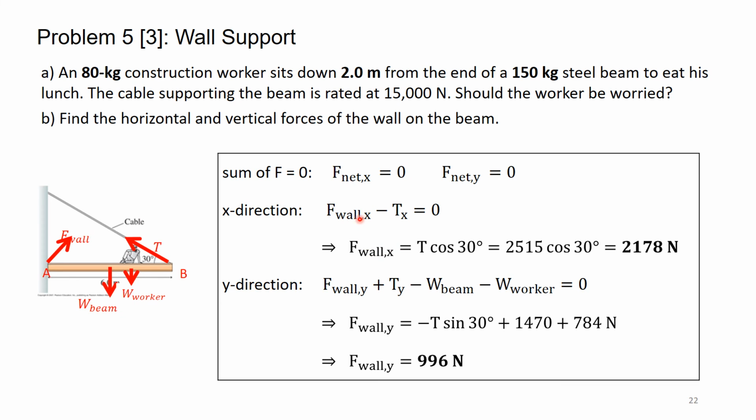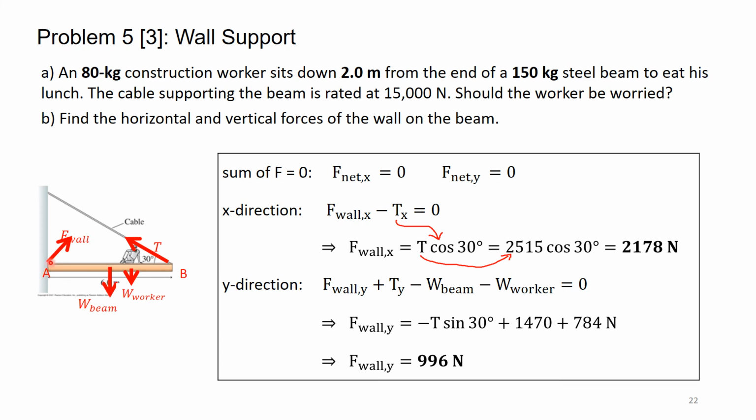And we are trying to solve for F wall x, and for the x component of the tension we use trigonometry. We use T cosine theta, cosine the angle. Okay, so the angle here is 30 degrees from the x-axis, from the beam, so you do T cosine 30. Then you plug in the value of T from the previous slide. Okay, that's 2515 newtons. Plug in cosine 30, calculate, you get 2178 newtons.